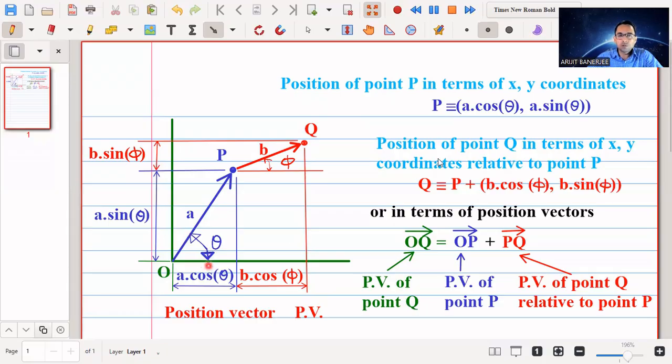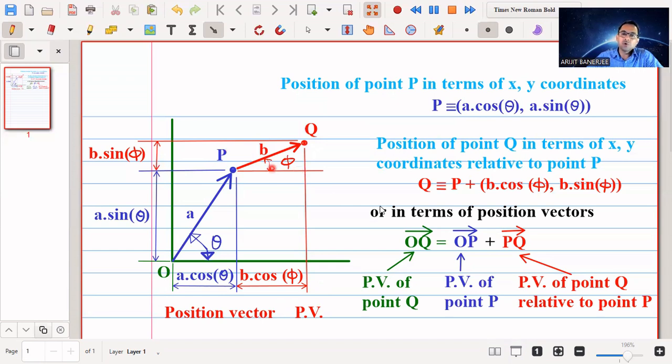So, we can define the location of point P in terms of its coordinates as A cos theta, A sin theta. Now, let us consider a different point Q, which is situated at a location such that its distance measured from point P is B units and the angle made by the line segment PQ is phi, as measured from the positive x direction in the counterclockwise way.